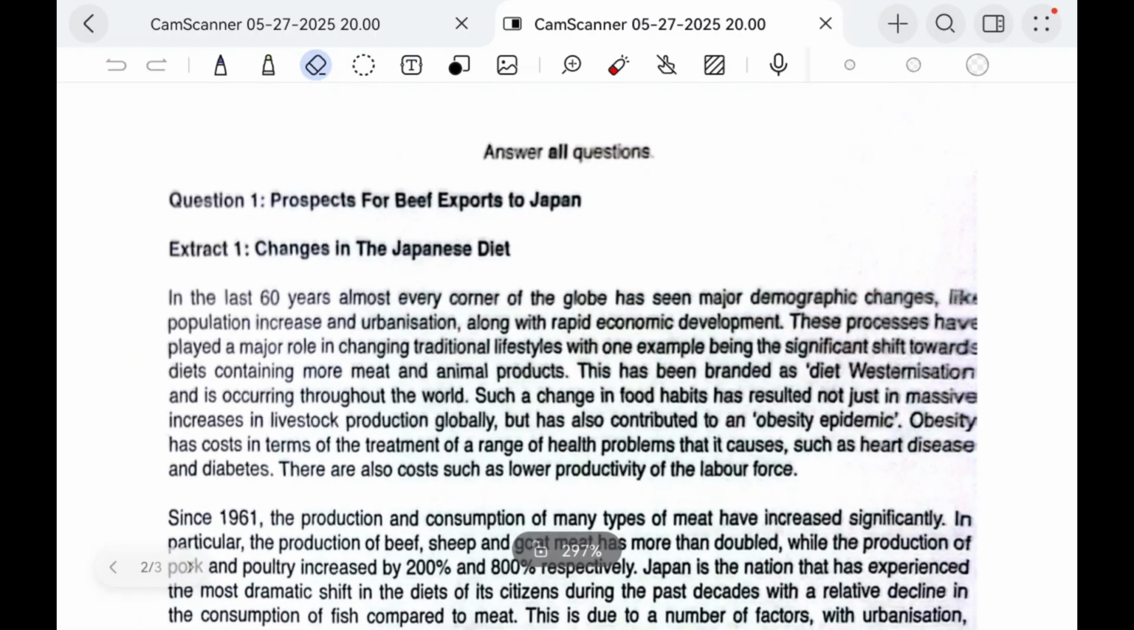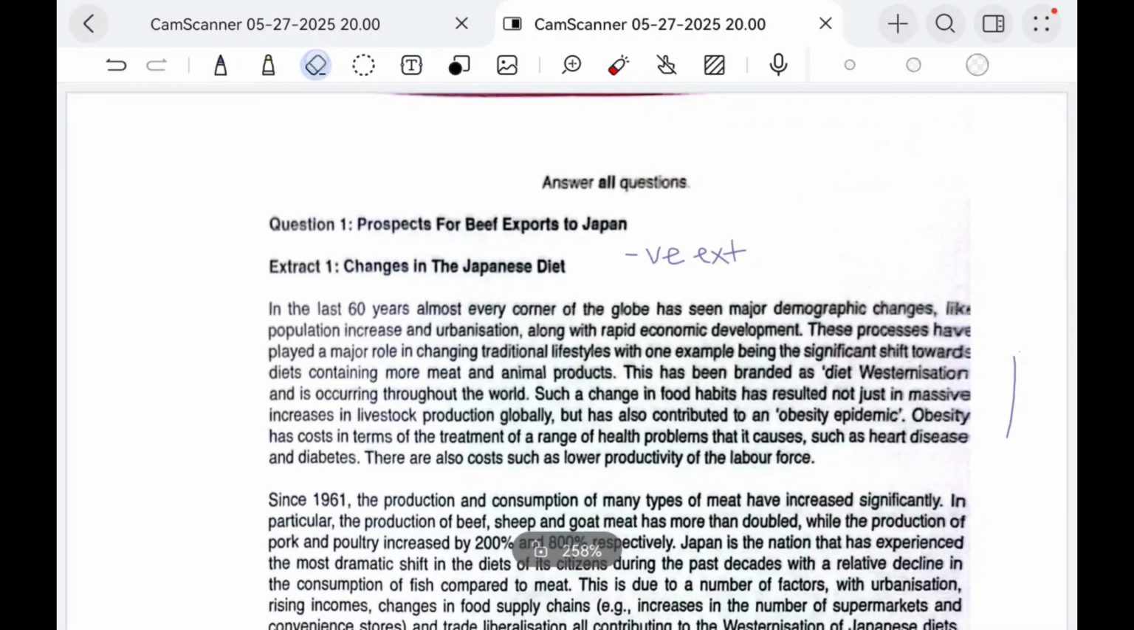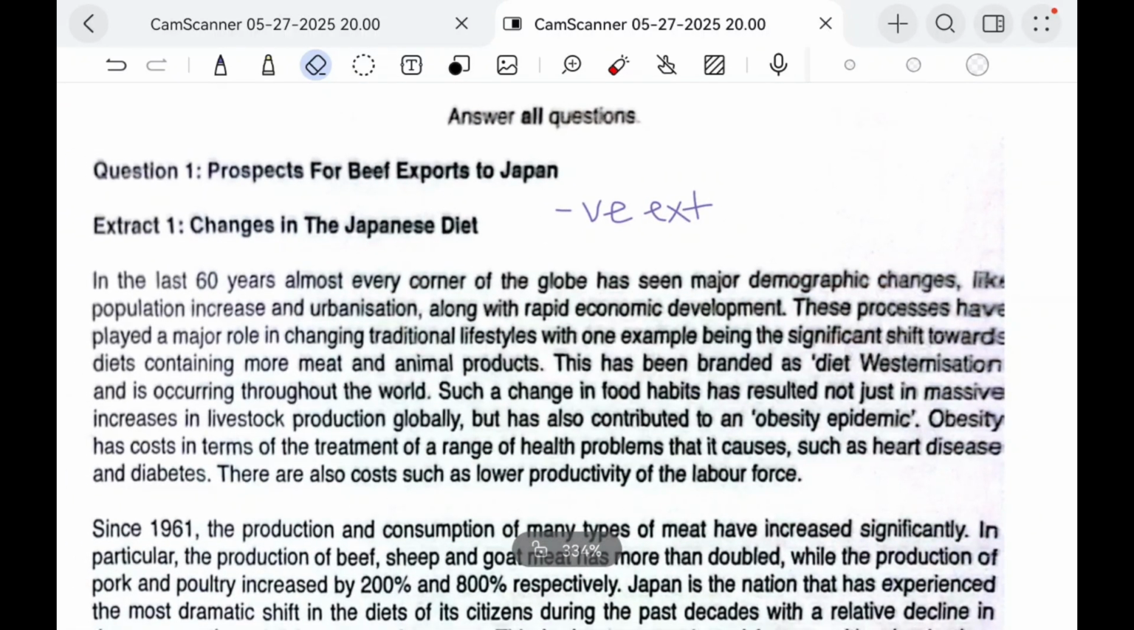Okay, so again we need to look out for things that hint on negative externality, because sometimes the content could be very content heavy. They tell you the context and stuff, but that may not be the most important thing to look for. It will always be what you want to look at for the question. Okay, so let's read on. Abstract 1. Changes in the Japanese diet.